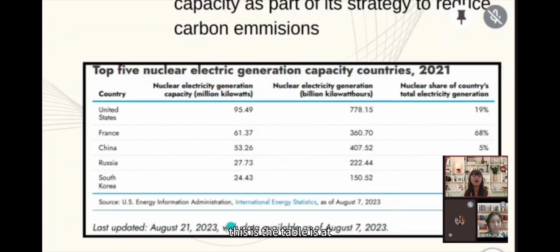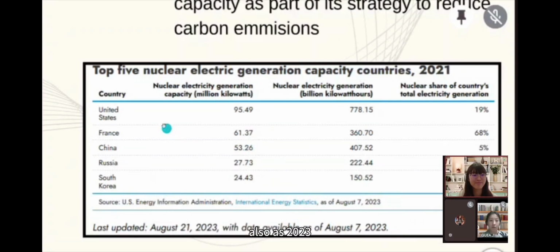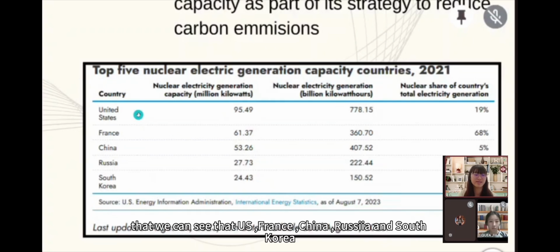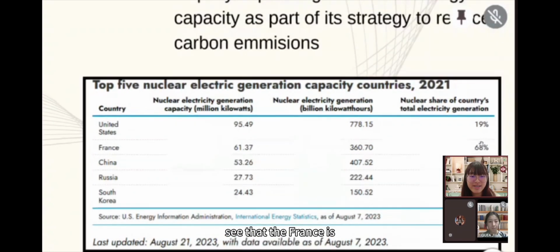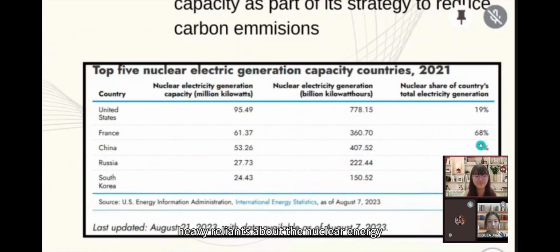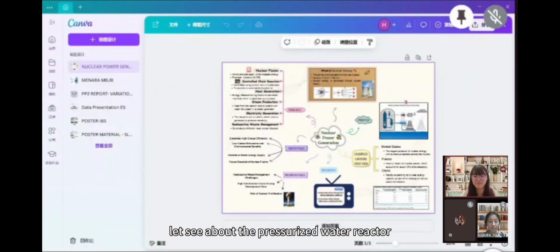Okay, we can look at this picture. The table is from August 2021, but this data is available as of 2023. Here are the top 5 nuclear electric generation capacity countries. We can see the US, France, China, Russia, and South Korea, with capacity in million kilowatts. You can see the US uses the most nuclear energy, and South Korea uses the least. But you can see France's share of total electricity generation is higher than the US and other countries. So France is heavily reliant on nuclear energy. So that is what we can see about the pressurized water reactor process.